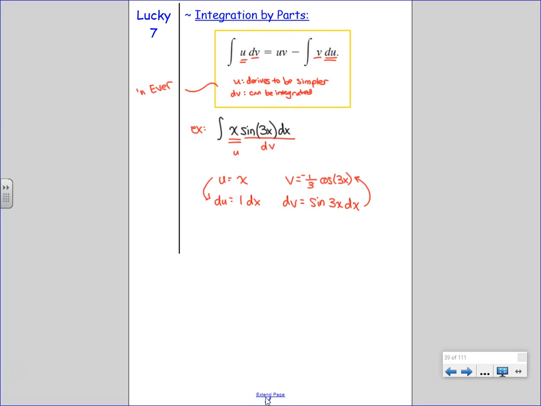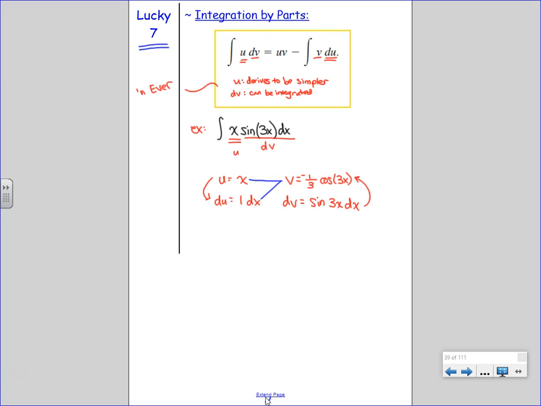Now, why did I say Lucky 7? You gotta draw a lucky sign. Why? uv minus vdu. It's just a way of remembering. uv minus the integral of v du. Just memorize the formula. That's what a lot of college classes would do, and they just have you write it however. Probably with u and then dv. U derives down, dv integrates down.